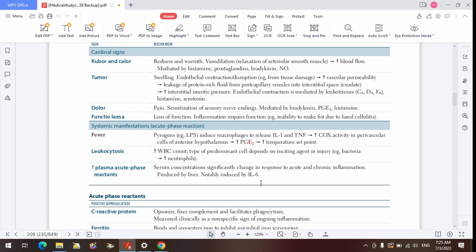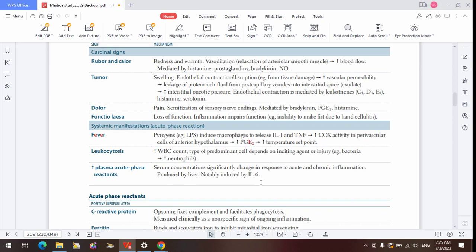It's just that when the inflammation is now moving from acute to chronic, you're having a lot of accumulation of those acute phase reactants, particularly the ones that are upregulated, because it is not all acute phase reactants that are elevated in inflammation. Some are elevated, positive acute phase reactants are upregulated, some are downregulated. So we'll look at which now.